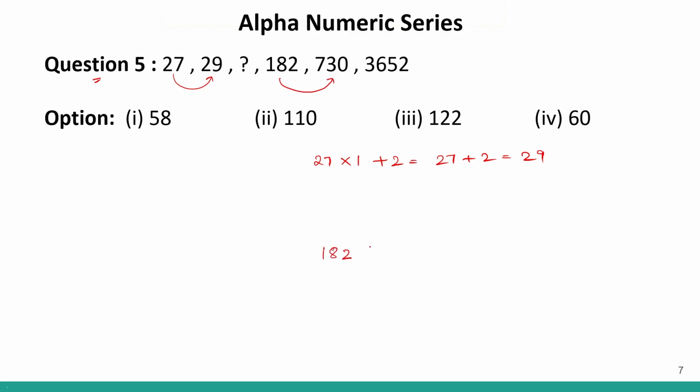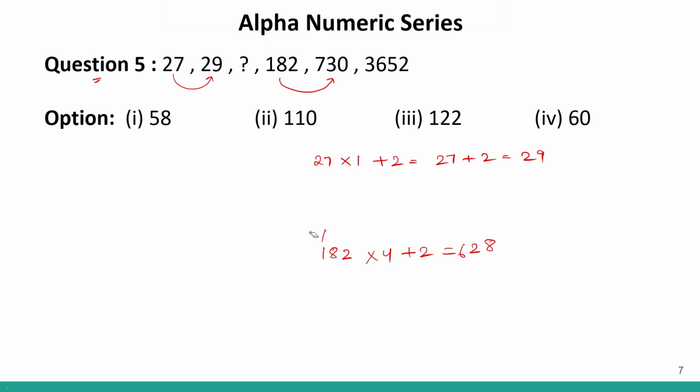So this is around from 182 to 730. It is around 4 times, because this is close to 200 and this is close to 800, let's say, or this is close to 700. So this will be around, let us check with 4. 182 into 4 plus 2. So 182, this will be 8, this will be 12, and this will be 6.